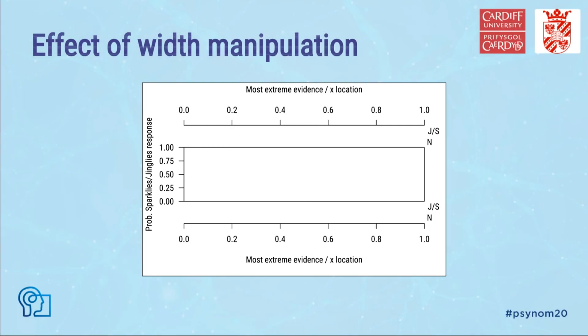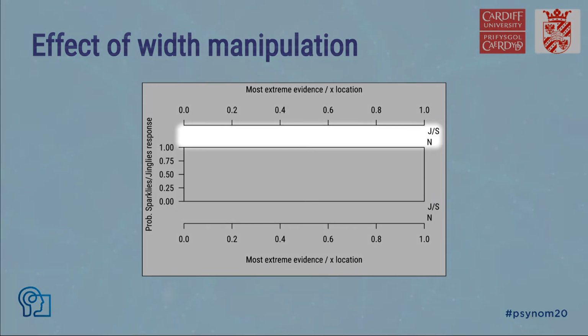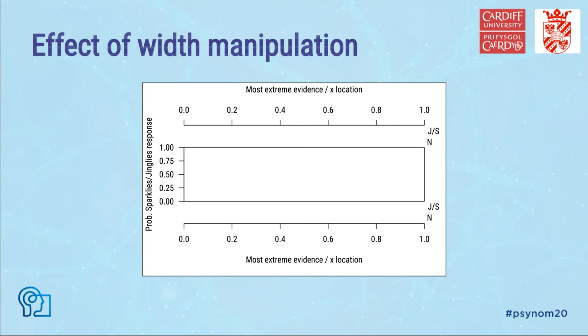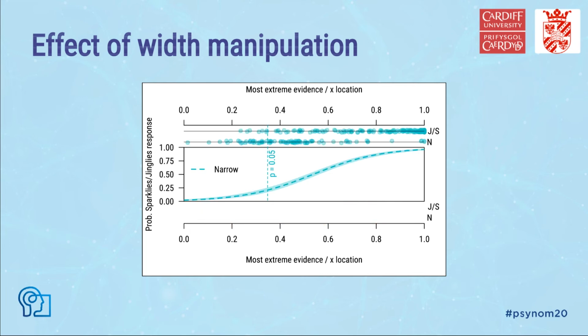We would expect there to be a strong relationship between the visually most extreme point and the probability of responding that the groups are different. At the top and bottom of the graph, I'll show the individual data points so you can see for each participant how extreme their most extreme point was and whether they responded that the groups were different or not. At the top, I'll show the data points from the narrow condition, and at the bottom, I'll show the wide condition. First, the narrow condition.